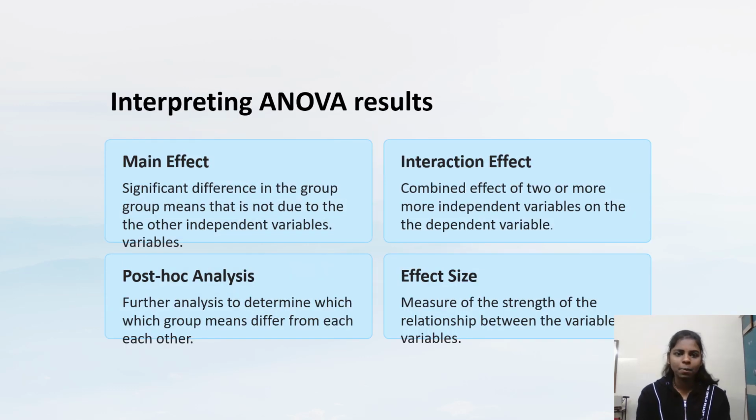Now let us see interpreting ANOVA results. Main effect: significant difference in the group means that is not due to the other independent variables. Interaction effect: combined effect of two or more independent variables on the dependent variable. Post hoc analysis: further analysis to determine which group means differ from each other. Effect size: measure of the strength of the relationship between the variables.